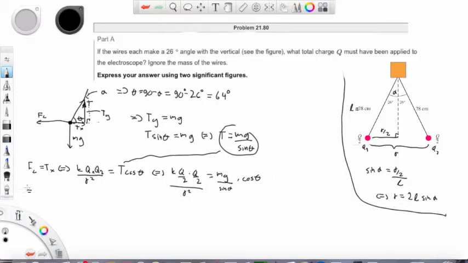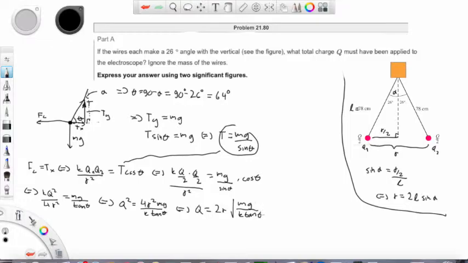And rearranging, k times q squared divided by 4r squared equals mg, and sine over cosine is tangent of theta. And we want to solve for q, so let's first have q squared is 4 times r squared times mg divided by k times tan theta. Taking the square root gives us q is 2r times the square root of the whole thing, mg over k times tangent theta. Now we're ready to plug in the numbers.